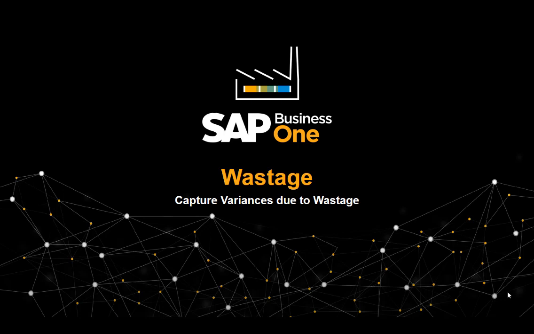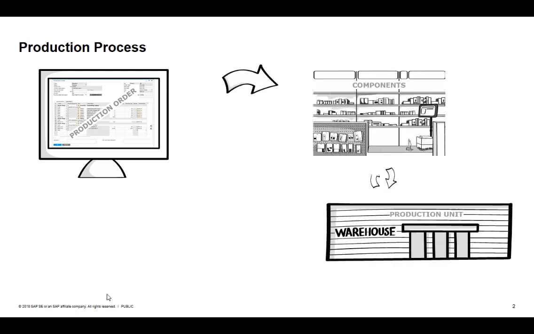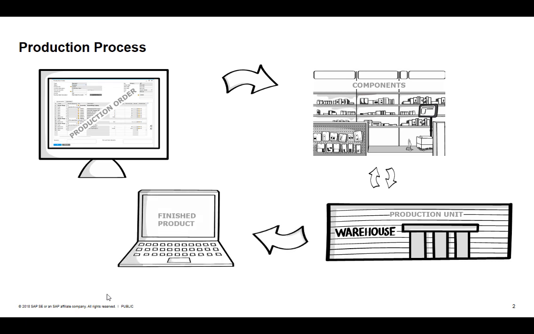In this short clip, we will see how to record the usage of additional components due to wastage and the variances that are reported thereof. A typical production process would have a production order released to the production floor. Components would be issued for production as the production progresses. Once the production process is complete, the final product is brought into stock.